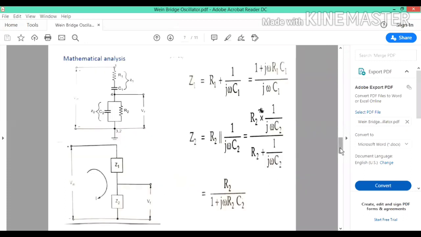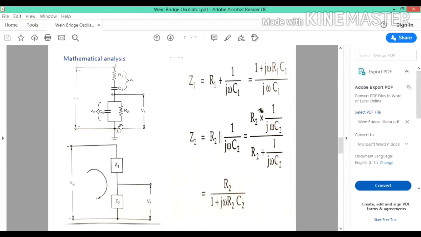And now let's see the mathematical analysis of the Wein bridge oscillator. This is a simplified version of your feedback network. R1 and C1 are connected in series, and R2 and C2 are connected in parallel in your feedback network. Now we are going to simplify R1 and C1 in terms of Z1, and R2 and C2 in terms of Z2. According to the connection, the Z1 value is described as R1 plus 1 divided by j omega C1, and by simplifying that you get this expression for Z1.